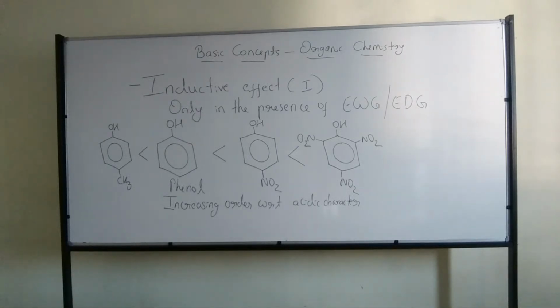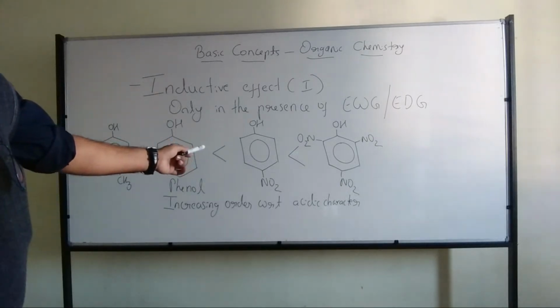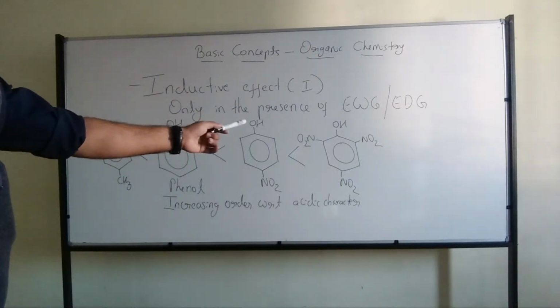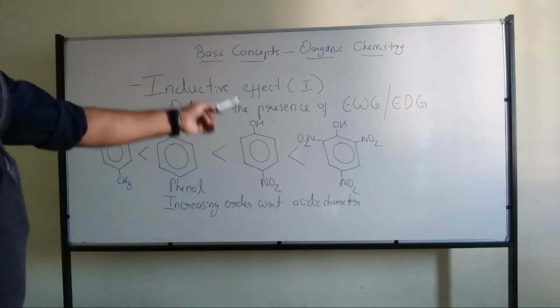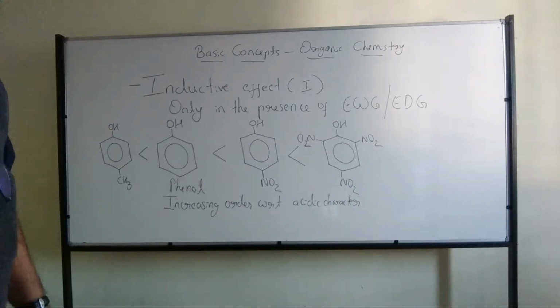So based on that, I can see that 4-methyl phenol, if you consider that one as a toluene derivative, then 4-hydroxytoluene, it will be weaker acid compared to the phenol. And phenol will be weaker acid compared to 4-nitrophenol, which will be weaker acid compared to 2,4,6-trinitrophenol, which is nothing but picric acid.